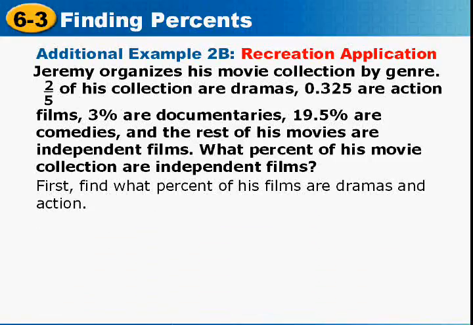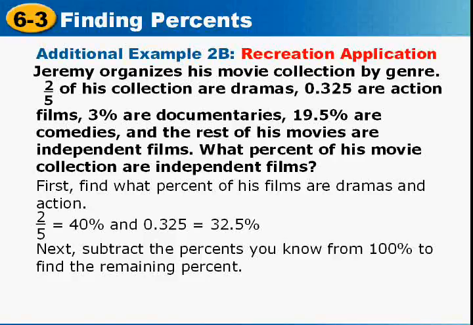Alright, so first you're going to find what percent of his films are dramas and actions. Since dramas are currently in a fraction, and actions are currently in a decimal, we want everything in percents, so that way we can figure out the percent of independent films. 2/5 is the dramas, and that comes out to 40%. If you did not know that, top in, bottom out. 2 divided by 5 will give you 0.4, 4/10. Move the decimal 2 places to the right. That will give you 40%. 325 thousandths, move the decimal 2 places to the right, and it ends up between the 2 and the 5. So that's 32.5%.